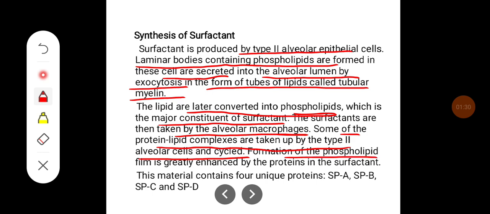Formation of the phospholipid film is greatly enhanced by the proteins in the surfactant. This material contains 4 unique proteins: SPA, SPB, SPC, and SPD.